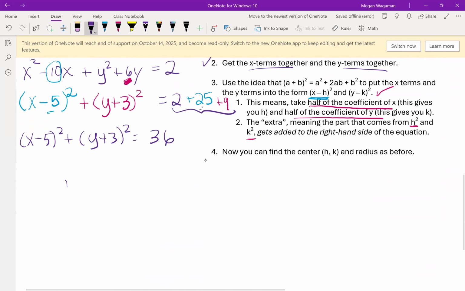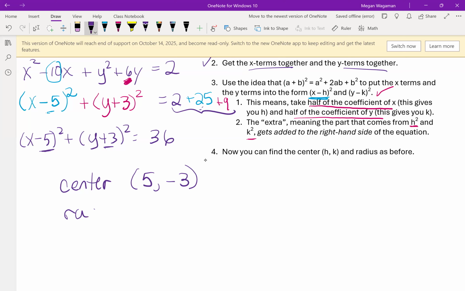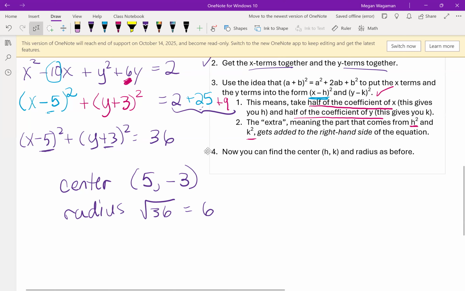So my center is going to be at (5, negative 3), because remember I'm doing opposite signs of what's here. So (5, negative 3). My radius is the square root of 36, which is 6. And that's it. So we had to take this non-standard form and get it into standard form. Once we did that, we could find the center and the radius pretty readily. So that is all for that one. Thank you.